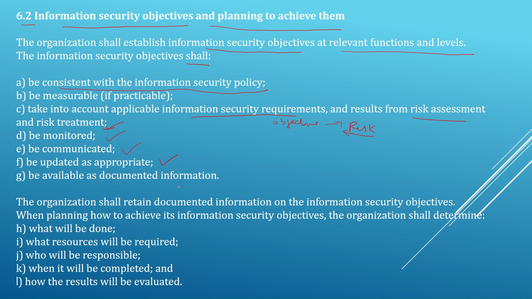I'm not saying that you should have the latest things in your organization, but ensure that we're at least being compliant. Be available as documented information. So this should be a document. It should be available, documented and communicated, because when the auditors come for audit, they will ask you to show your objective and planning document.